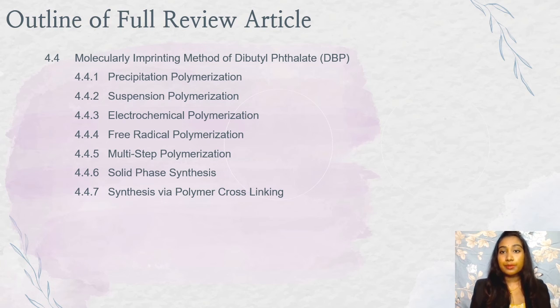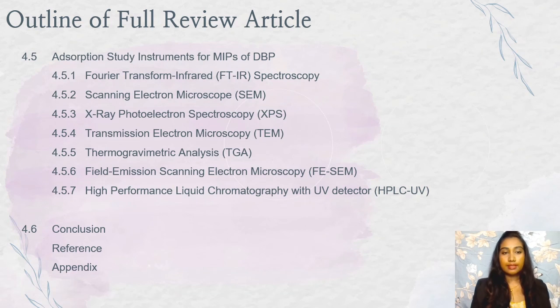This is where 7 types of polymerization methods to molecularly imprint DBP, such as precipitation, suspension, electrochemical, free radical, multi-step solid phase synthesis, and synthesis via polymer cross-linking polymerization will be discussed in detail. Next is adsorption study instruments for MIPs of DBP. Basically, 7 instruments will be discussed, which are Fourier transform infrared spectroscopy, scanning electron microscope, X-ray photoelectron spectroscopy, transmission electron microscopy, thermogravimetric analysis, field emission scanning electron microscopy, and high-performance liquid chromatography with UV detector. The paper would then be drawn into a conclusion, followed by references and additional attachments.